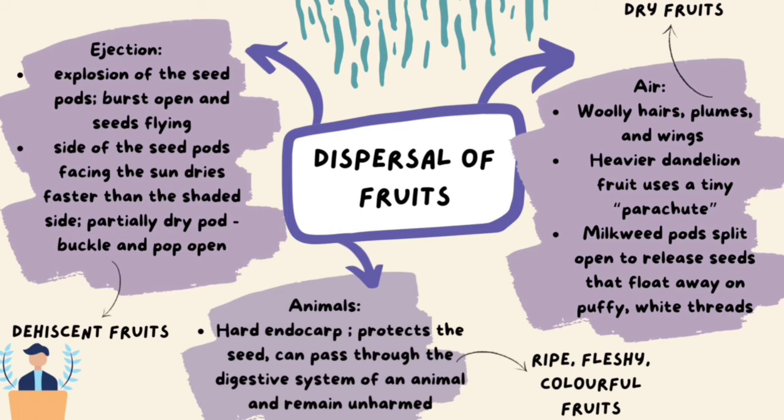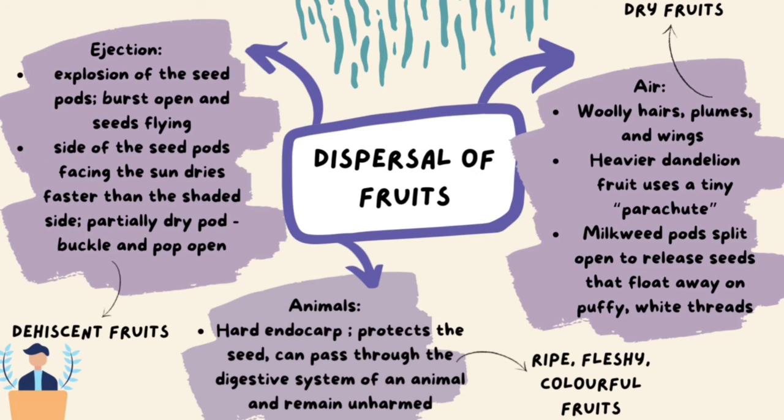There are 3 kinds of dispersal of fruits, which are dispersal by air, dispersal by ejection, and dispersal by animals. For the first one, dispersal by air. Dry fruits are often dispersed by wind. The characteristics of these fruits are woolly hairs, plumes, and wings. Next, heavier dandelion fruits use a tiny parachute. Then milkweed pods split open to release seeds that float away on puffy white threads.